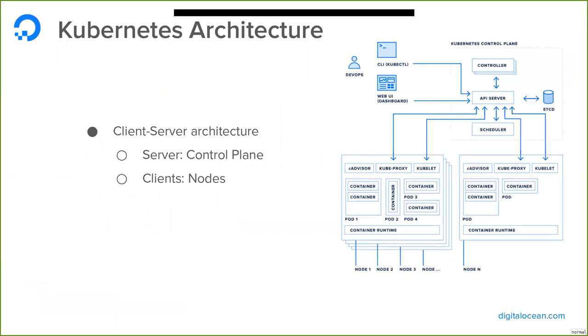So let's talk a little bit about Kubernetes architecture, since we've covered containers and we've made a case for the need to manage them. Kubernetes has a client-server architecture. I mentioned previously that the server manages the cluster. We often refer to it as the control plane. And then we have clients, which are the nodes that actually run the workloads that you deploy to your Kubernetes cluster. And they are managed by the control plane.